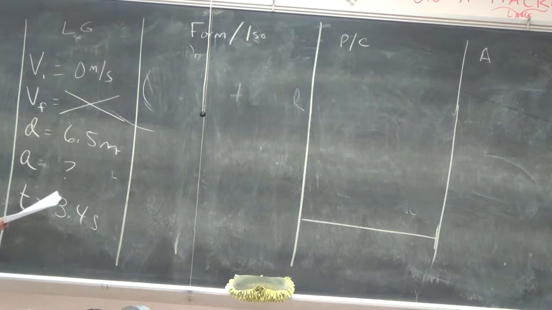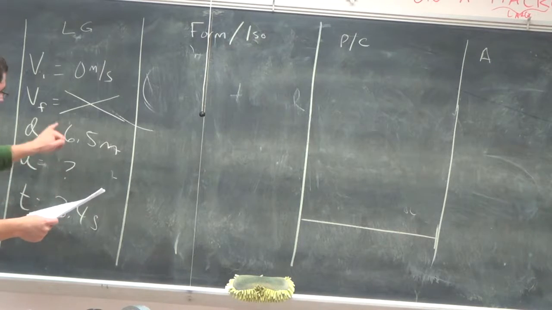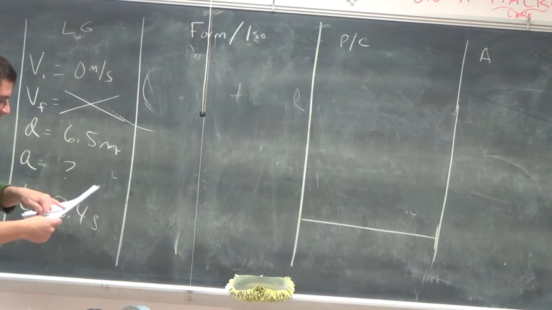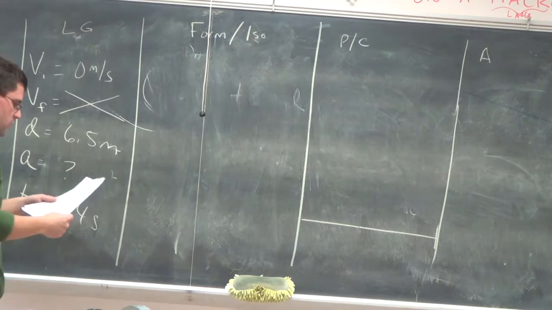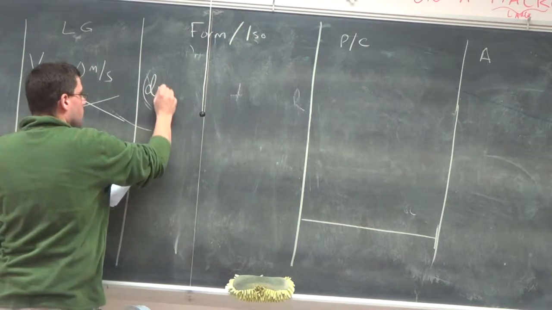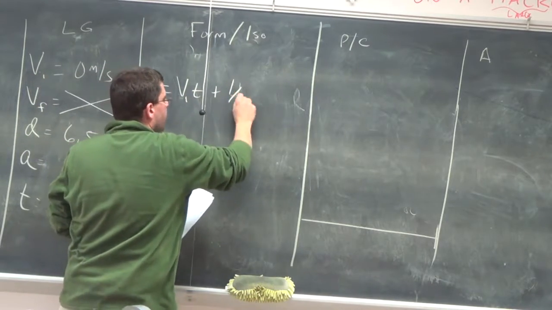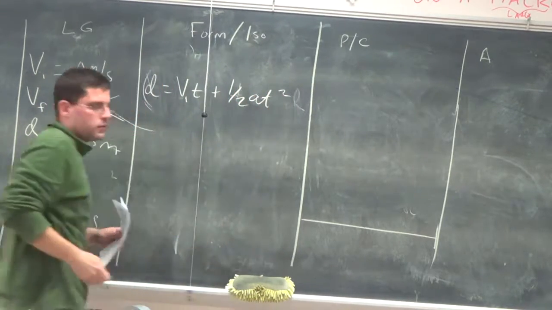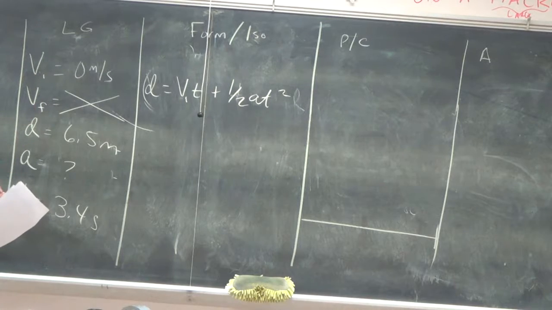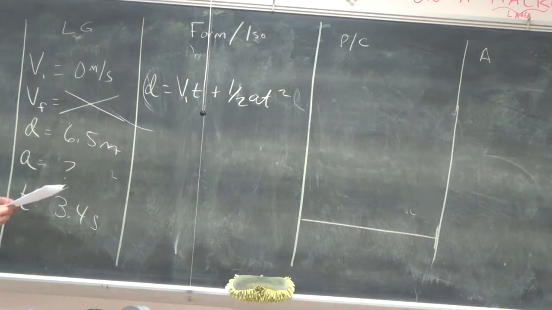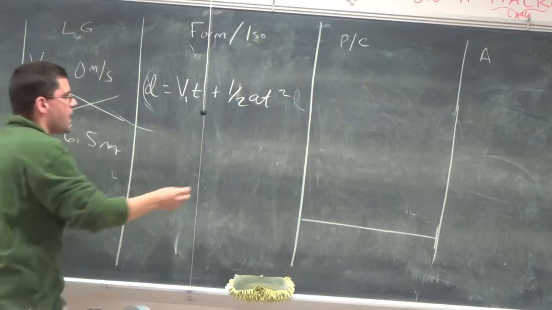Okay, so which formula shows me I don't need VF, and I need D, VI, A, and T? It looks like the third one on the list there. So d equals VIT plus 1/2 AT squared. Okay? So let's take a look at that for a minute. We got to solve for A. Oh no. We got to solve for A.